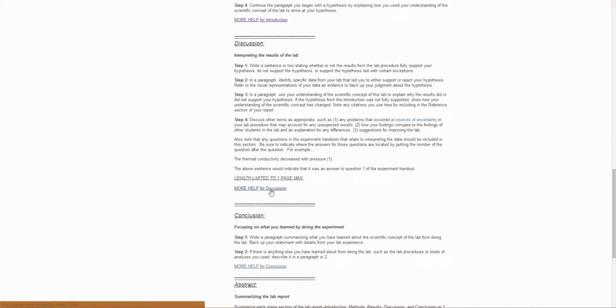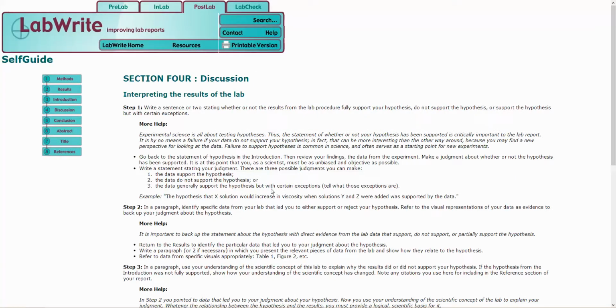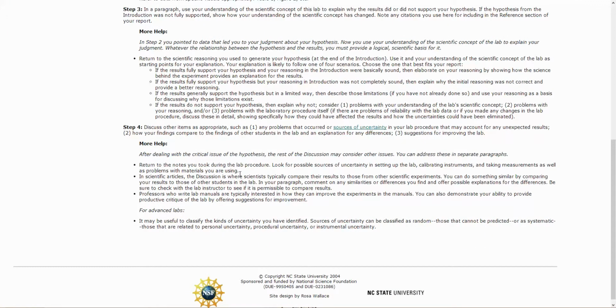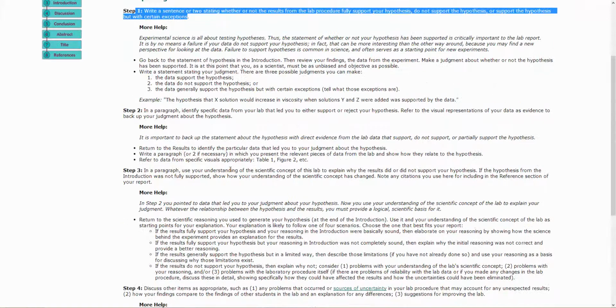Again, there's a link here for more help. It takes you to North Carolina State University's LabWrite webpage. I'm not going to read through everything, but each step that I have indicated on our course website is here, as well as extra help in learning how to exactly word the content that you're going to be putting in your discussion section for each step.